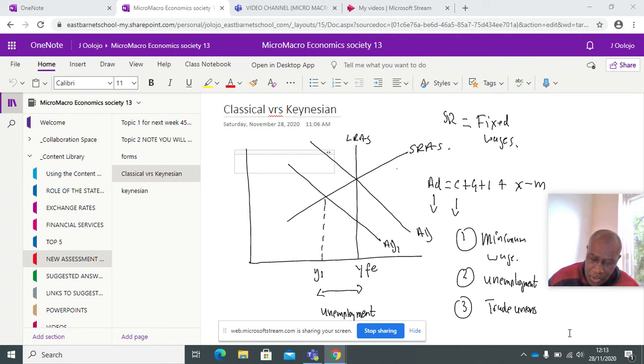Now, I hope you can see this one. SRAS will shift to the right and become SRAS1. You can see what happens here is that you revert back to LRAS, back to full employment. So that's how the classical economy self-heals itself. Hopefully you understand that.